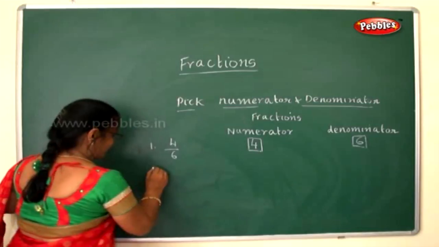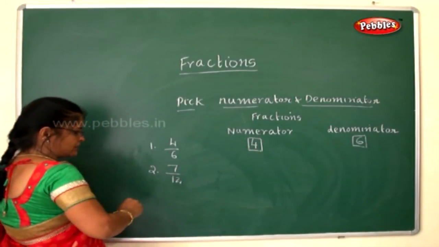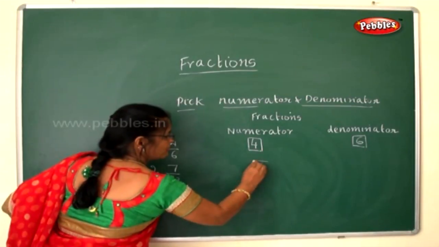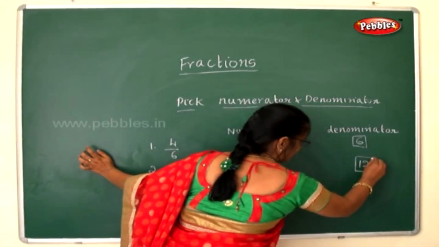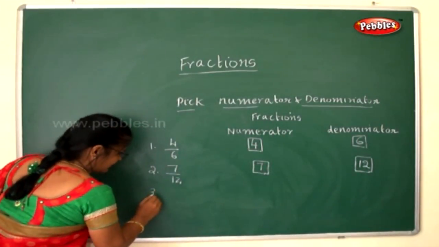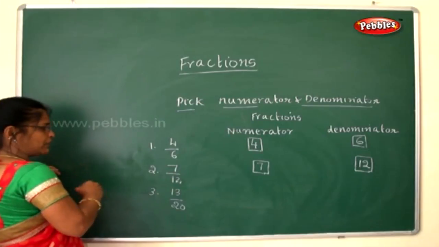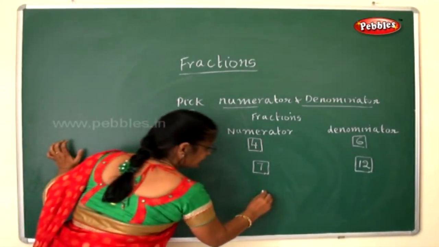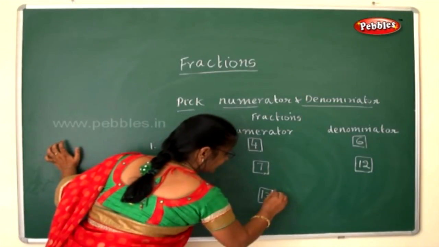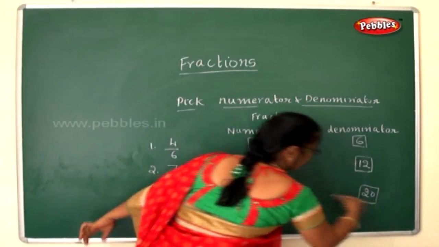Very good. Second one, 7 by 12. Now which one is the numerator here? 7 is the numerator and 12 is the denominator. Now next, 13 by 20. Now can anyone tell which one is the numerator and which one is the denominator? Yes, 13 is the numerator and 20 is the denominator.